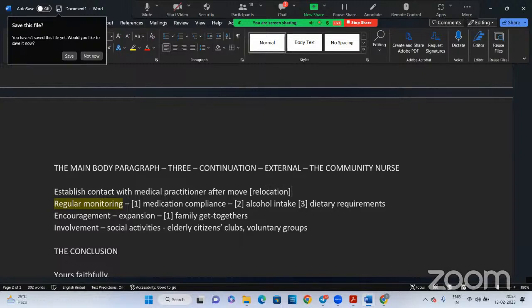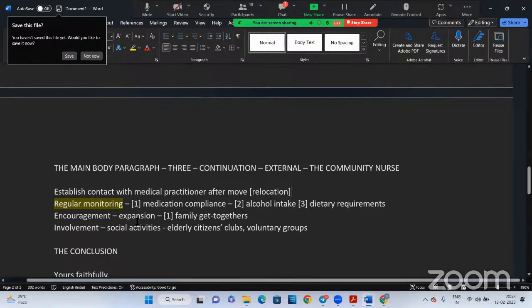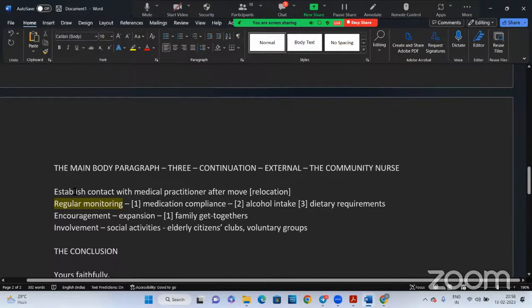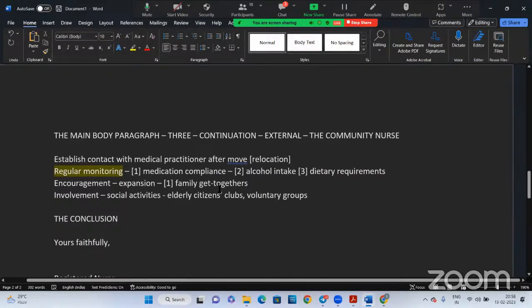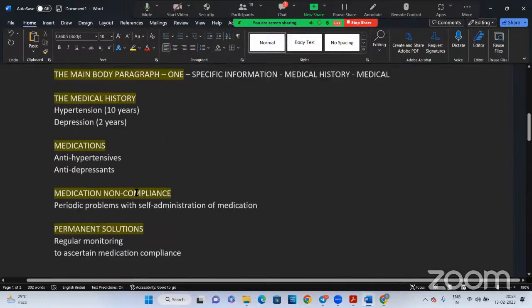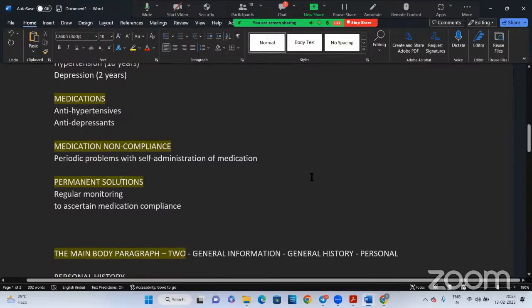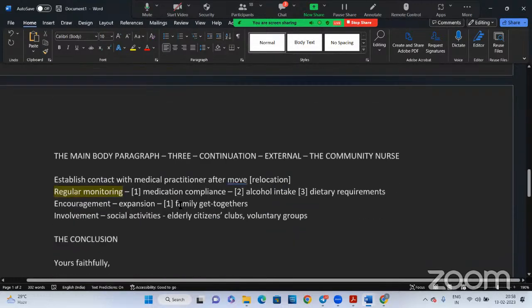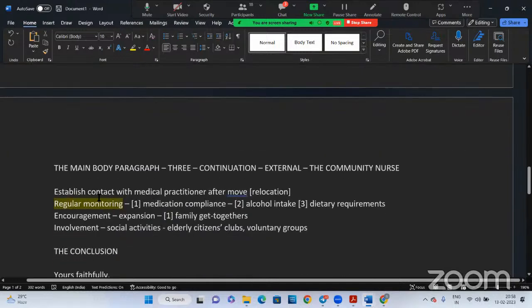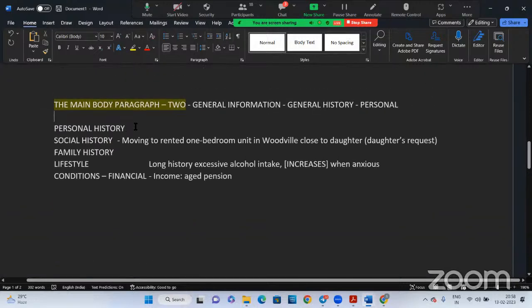Relocation means changing places. So establishing contact, regular monitoring, encouragement, involvement. These are the 4 points you can use, 4 sentences. Here we have 4 points: medical history, medications, medication non-compliance, and permanent solutions. Then body paragraph 2, body paragraph 3: establishing contact and regular monitoring, encouragement, expansion, involvement in social activities. And here, personal history, social history, family history, lifestyle and conditions.